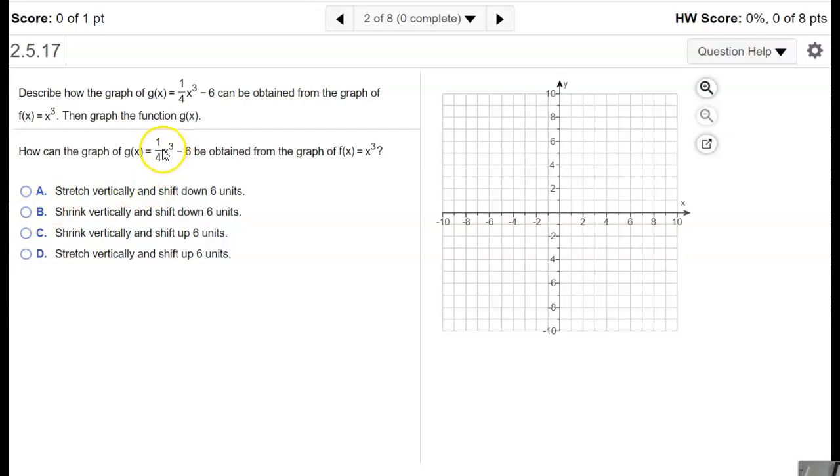So next we're going to look at the fact that we have a 1/4. This 1/4 is on the outside of a bracket, parentheses, absolute value bars, what have you. So because the 1/4 is on the outside, we have a vertical either stretch or shrink. Now we want to determine which it is. We look at the absolute value of the fraction, or we just look at the fact that it's a positive 1/4, and 1/4 is less than 1, so it's going to be a shrink. All right, so the answer we want to choose is it's going to shrink vertically and go down 6 units.